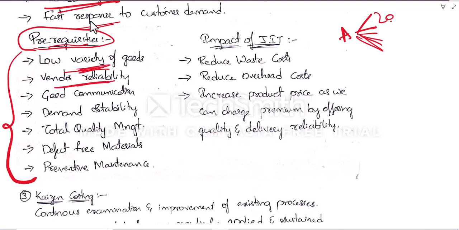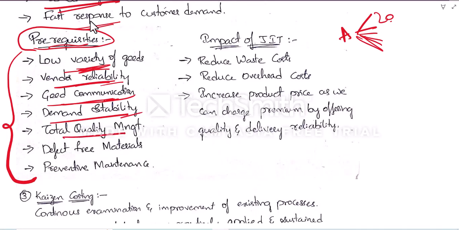Vendor reliability. We should select such a supplier who will provide goods on time without delay, and we should have good communication with them. If we do not, he will take revenge at the time of providing the goods. He will not provide the raw material when we ask for it. Okay, demand stability should be there. If the fluctuations are too high or too low, this concept will not work.